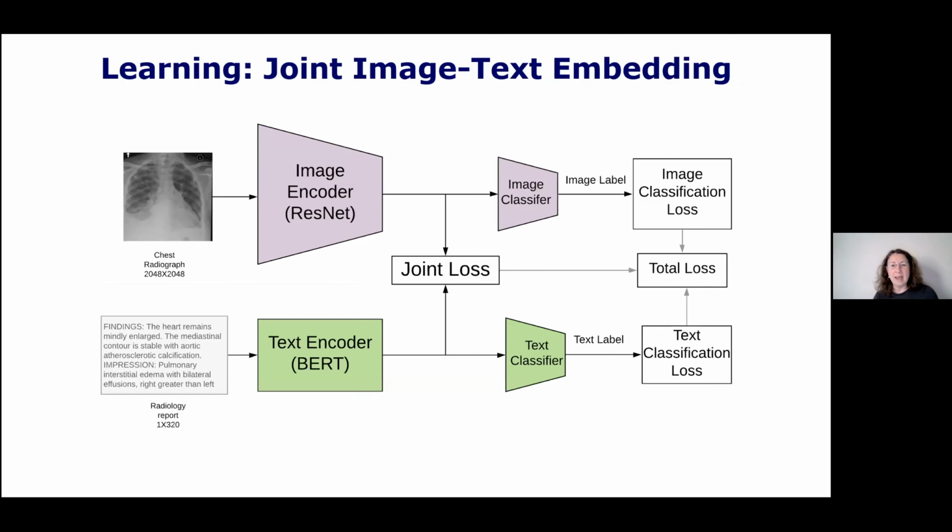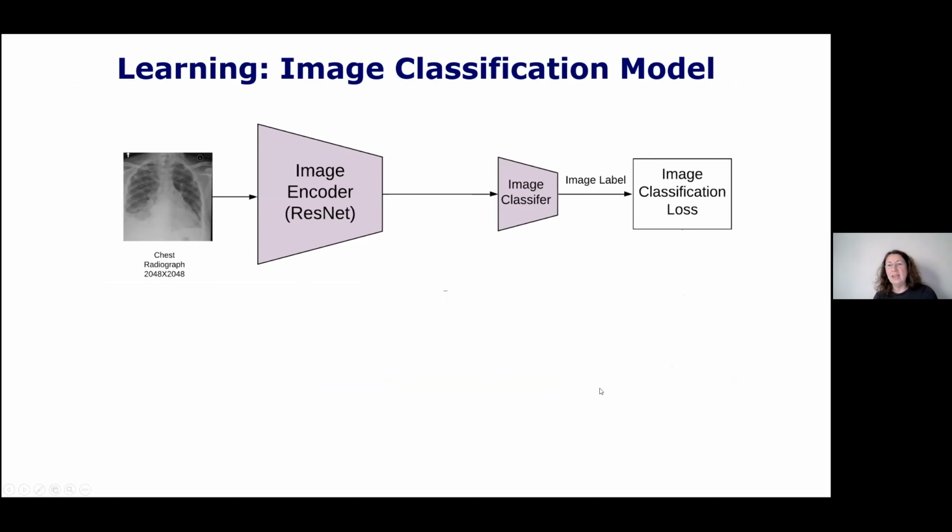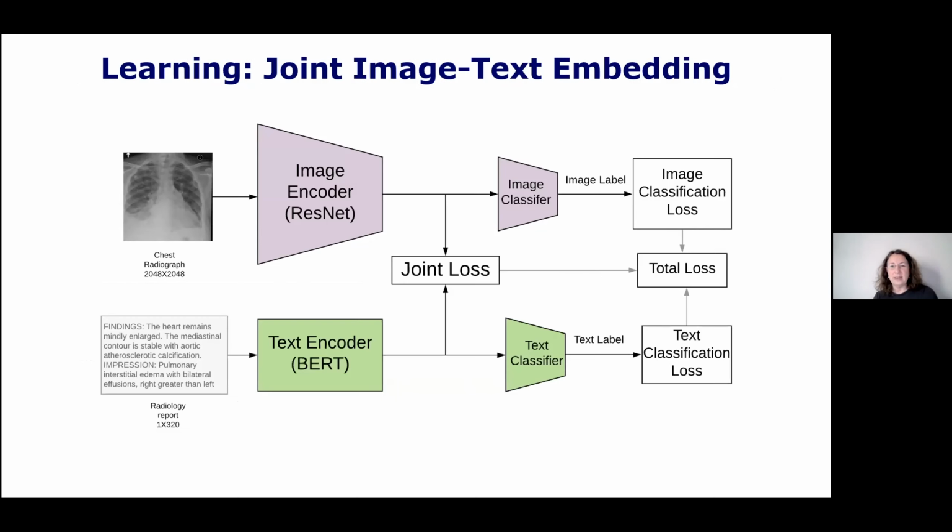Let me go back to the training. I should say also that at inference time, we remove all of the structure and in fact only deploy the image encoder and image classifier to classify a new image. Now, let me go back to the training example. There are two reasons why this model performs better than the baseline model.